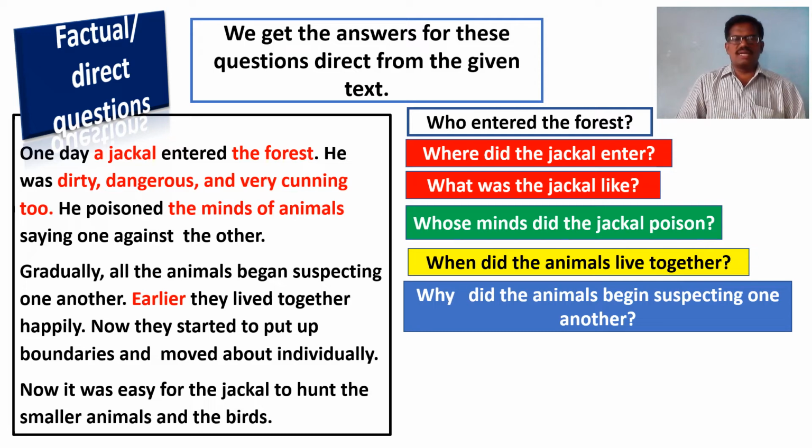Why did the animals begin suspecting one another? Here also we get the answer for this question direct from the text, that is the jackal poisoned the minds of the animals. In this way, when we get the answers for some questions direct from the given text, those questions are called factual questions or direct questions.